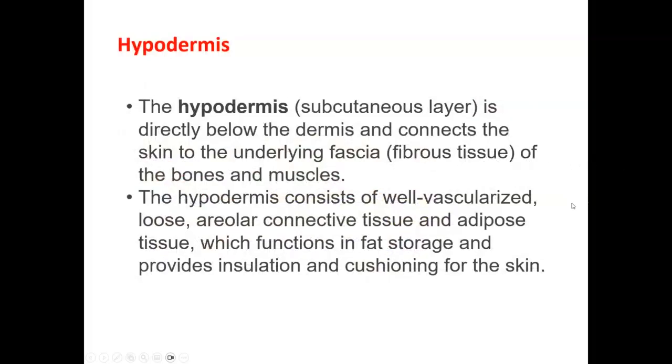Okay, hypodermis. So subcutaneous or hypodermis, mostly adipose tissue, thermal insulation.